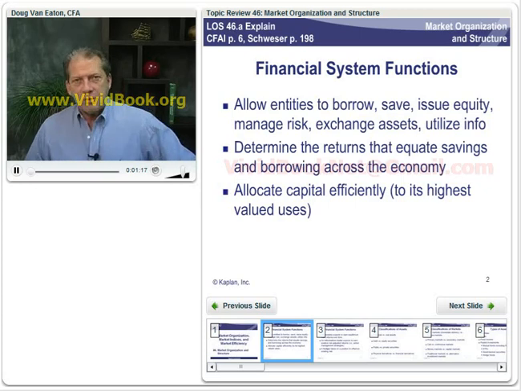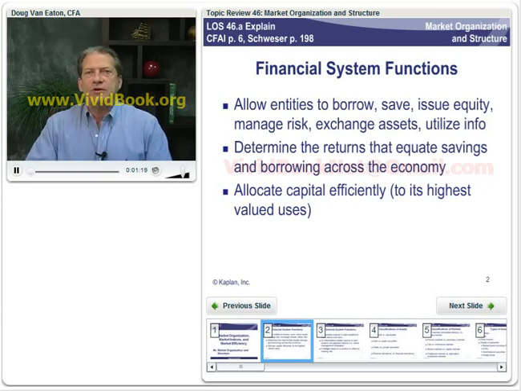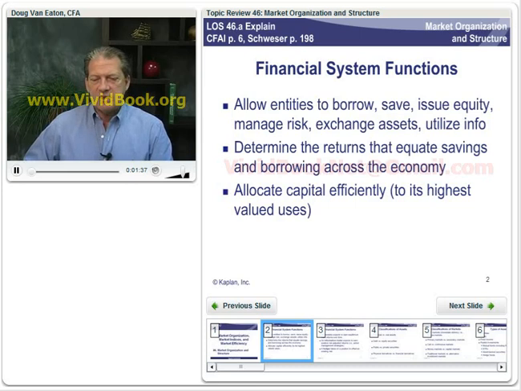And our third point here is that the financial system helps to allocate capital efficiently. And what we mean by that is to its highest valued use. So by the pricing of securities, the rates of returns, adjusted for risk and things like this, hopefully capital is flowing to its most productive uses in the economy.